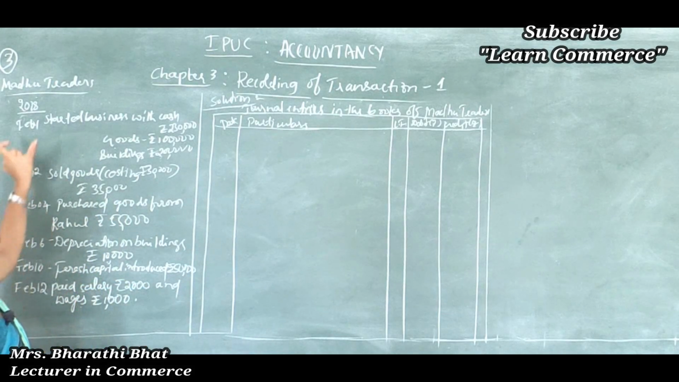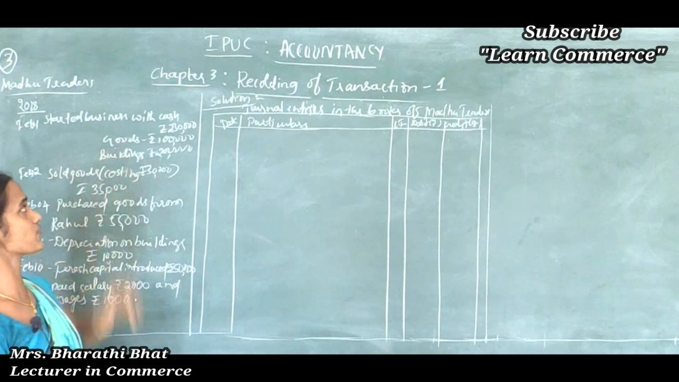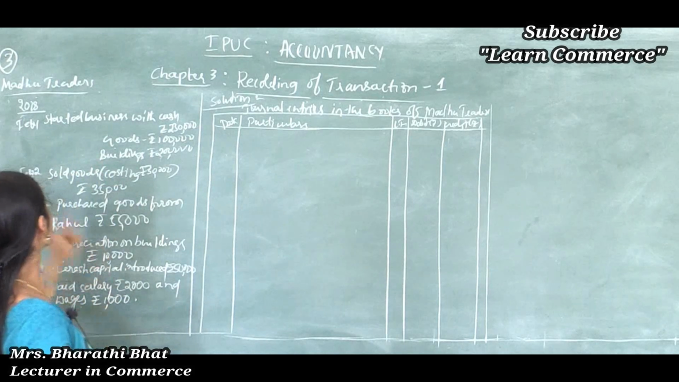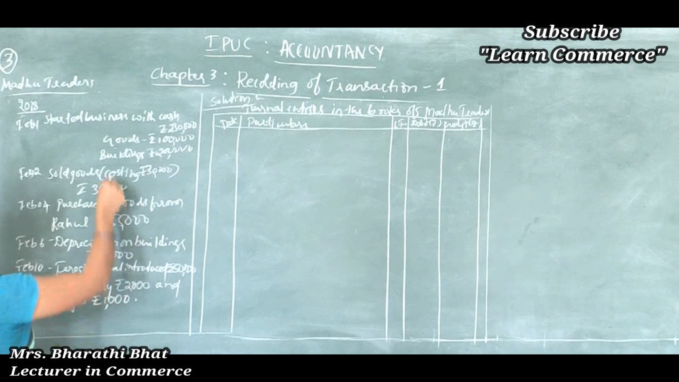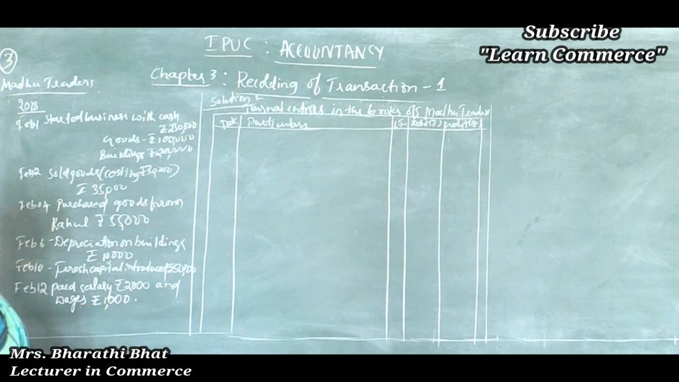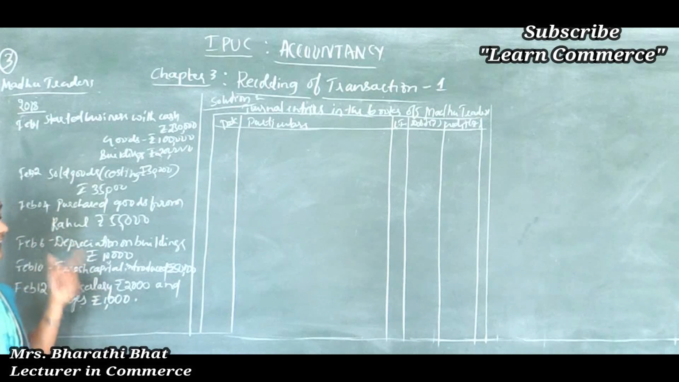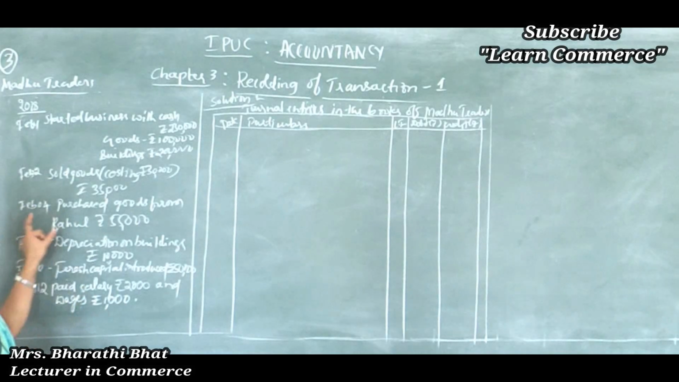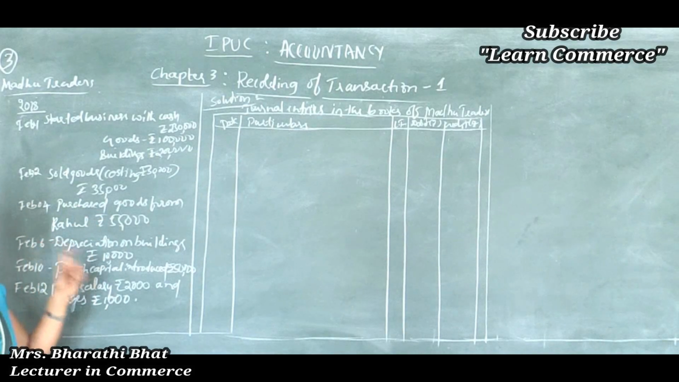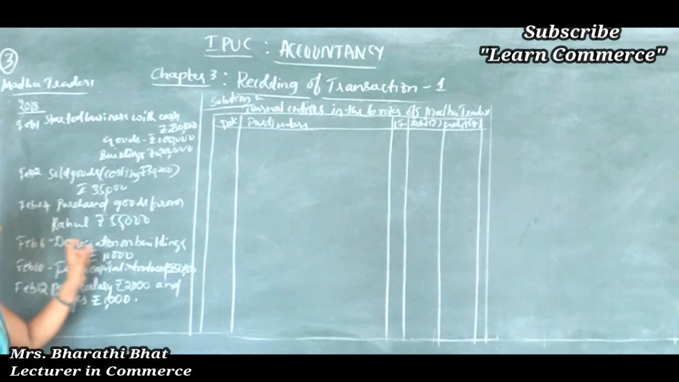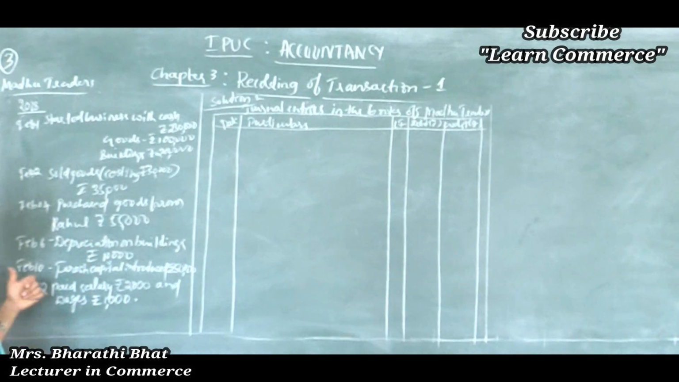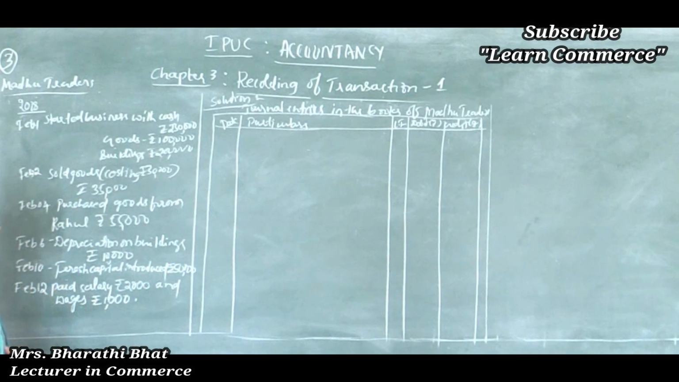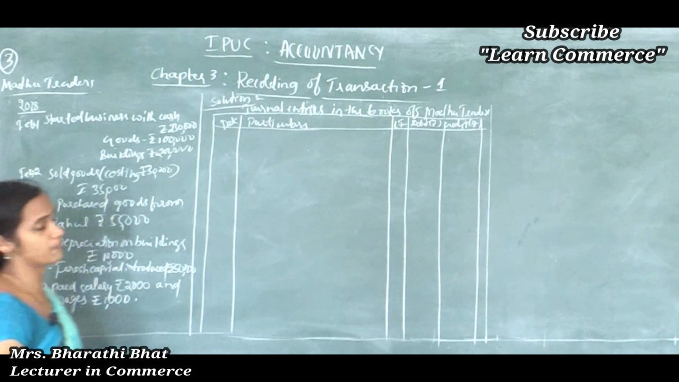The first transaction, February 1, 2018: started business with cash rupees 2,30,000, goods rupees 1 lakh, buildings rupees 2 lakh. February 2: sold goods costing rupees 30,000 for rupees 35,000. Later I'll explain exactly what about this transaction. February 4: purchased goods from Rahul rupees 55,000. February 6: depreciation on buildings rupees 10,000 and fresh capital introduced rupees 50,000. February 12: paid salary rupees 2,000 and wages rupees 1,000.